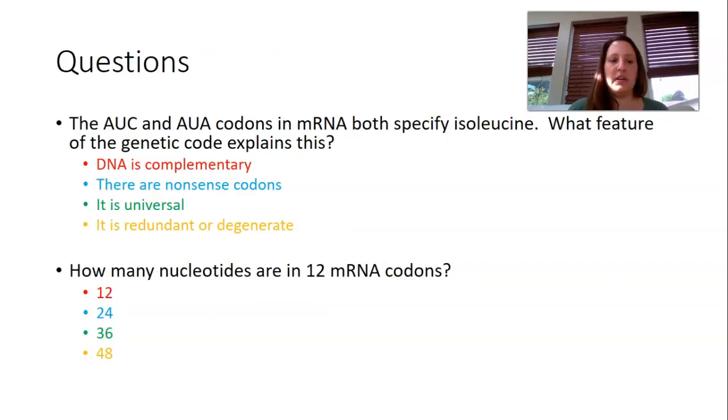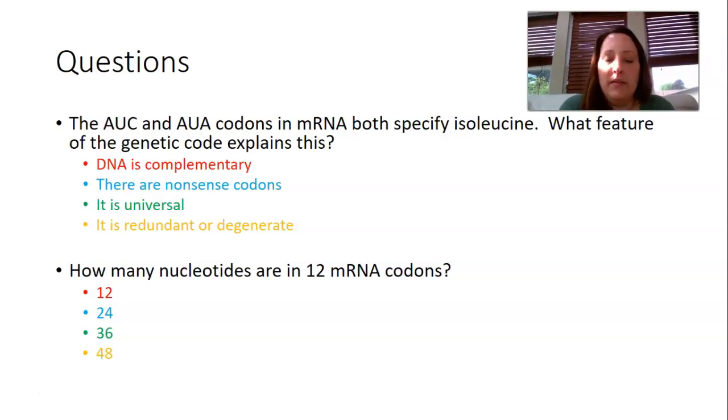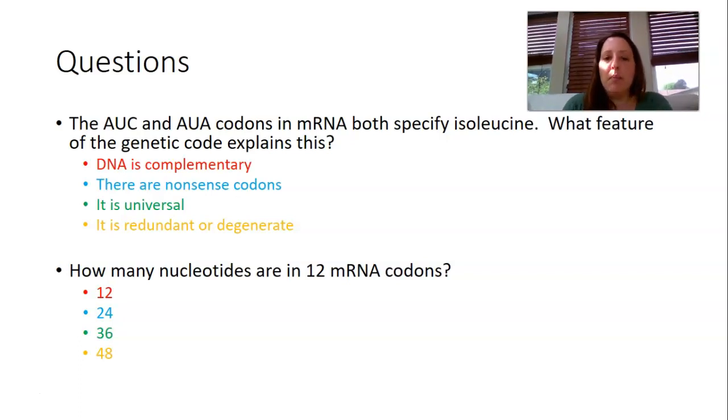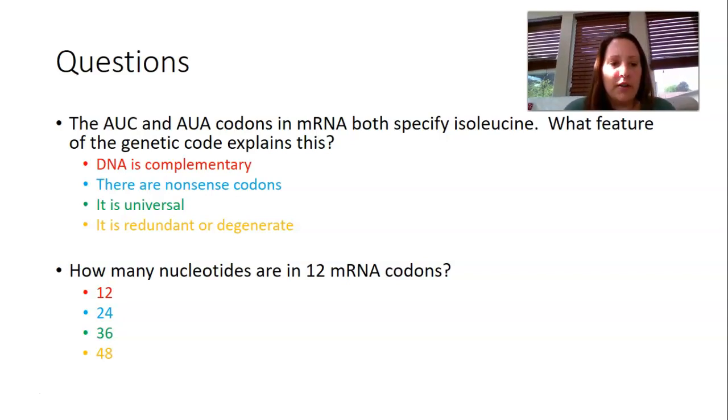So here's the first one. AUC and AUA, so adenine, uracil, cytosine, and adenine, uracil, adenine, both of those codons, those triplets of bases found in mRNA, specify the amino acid isoleucine. What feature of the genetic code explains this phenomenon? Is it red or pink?